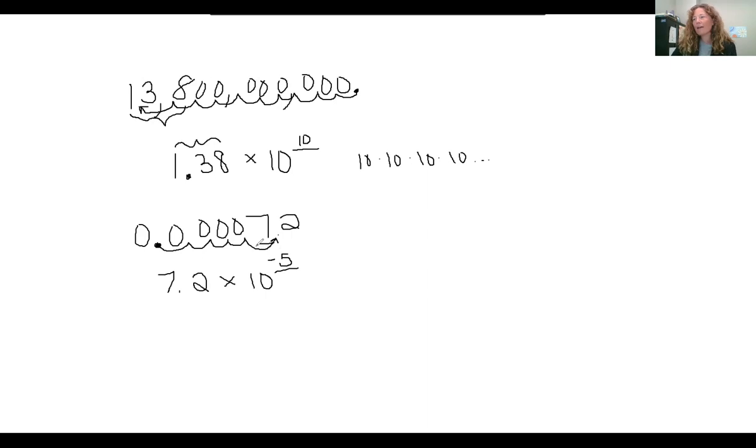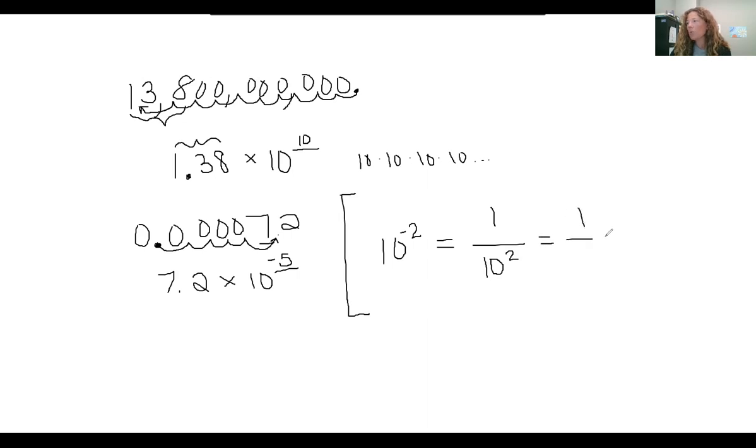If you want to know why that's negative, we have exponent rules, and they tell us how to work with negative exponents. So I'm just going to use -2, for example, right now. I'm going to put an aside here. 10 to the -2 is the same as 1 over 10 to the positive version of the exponent. Well, 1 over 10 squared is 1 over 100, or 1/100th. You can think about it that way.